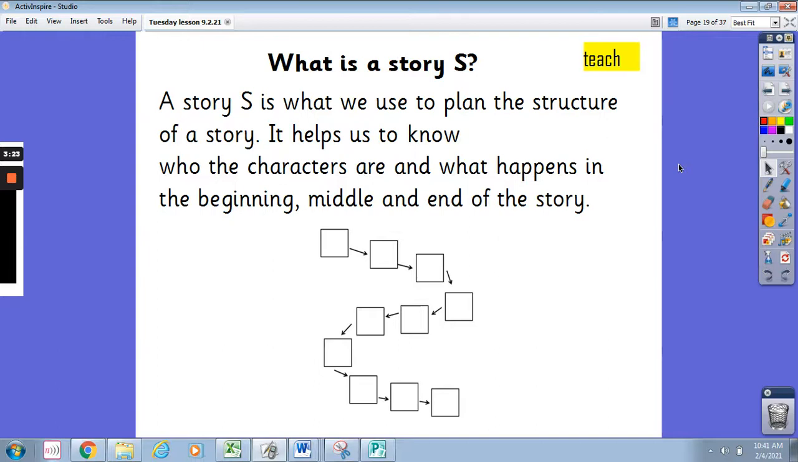So what is a story S? A story S is what we use to plan the structure of a story. It helps us to know who the characters are and what happens in the beginning, middle and end of the story. You may remember we have used these before when we have been writing other stories.